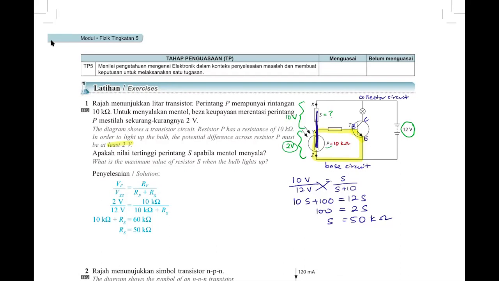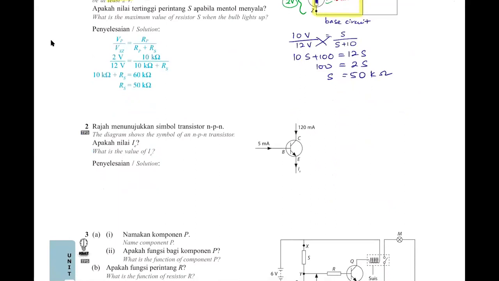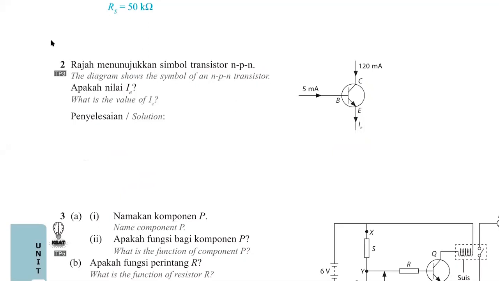Question number two. The diagram shows a symbol of an NPN transistor. What is the value of IE? Yes, answer. Does this one involve any complicated formula or do you just have to minus the value to get value of IE?